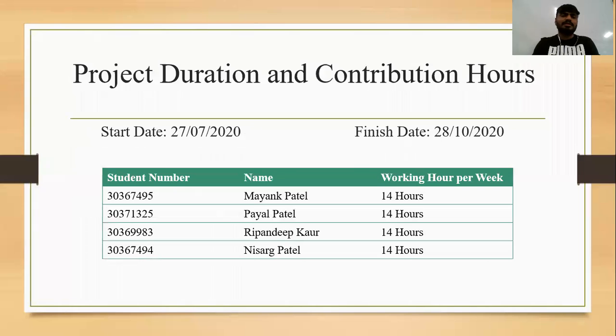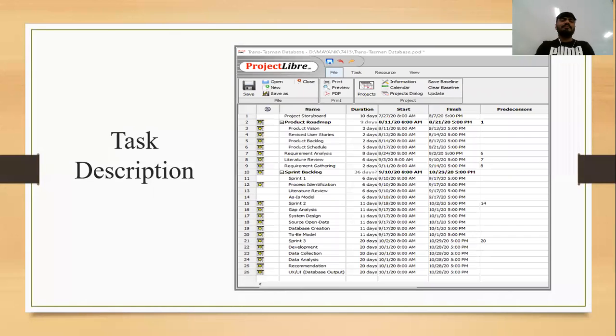Now I'm going to discuss the project duration and contribution hours. We started our project on 27th of July 2020 and we will approximately finish our project on 28th of October 2020. We have divided our work equally according to working hours per week. Next I'm going to discuss the task description. It shows the task name, duration, the task start date and task finishing date.